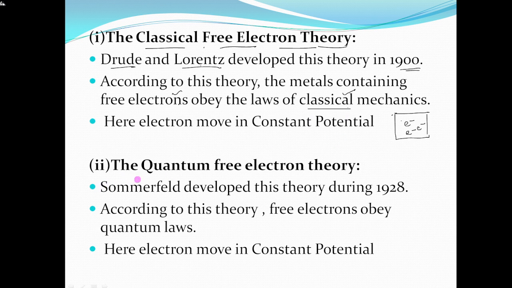Next, the second one is quantum free electron theory. This quantum free electron theory was developed by Sommerfeld. According to this theory, free electrons obey quantum laws. Here also electrons move in constant potential. So, this quantum free electron theory is also called Sommerfeld theory because it was developed by Sommerfeld.